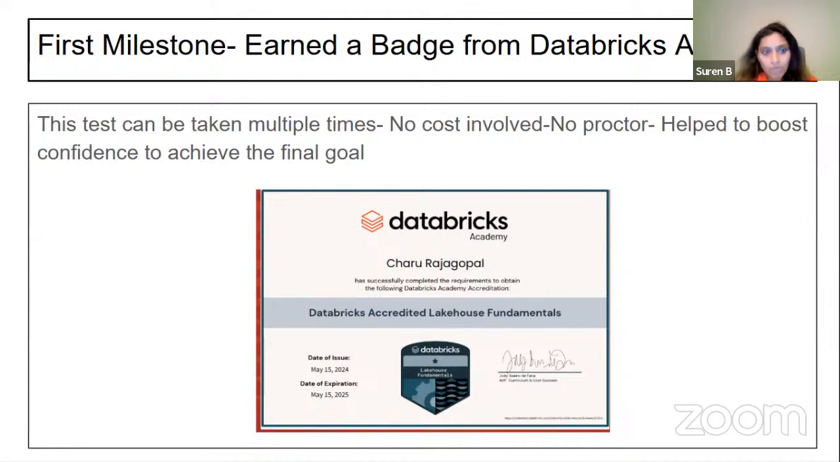This one was provided by Databricks. There was a Databricks accredited Lakehouse Fundamentals course that it provided. This is at no cost. You don't have to set a specific time. No proctor. Once you go over the course, it just gives you a set of questions and you answer them. If you fail it, you can take it again, something like that.